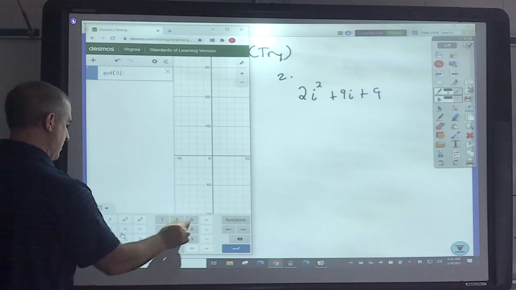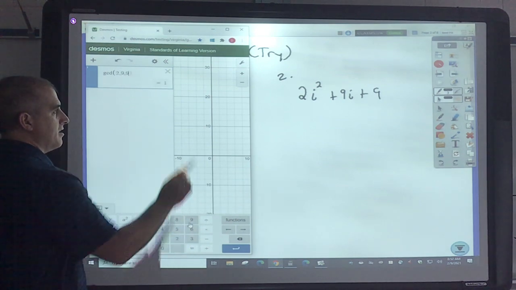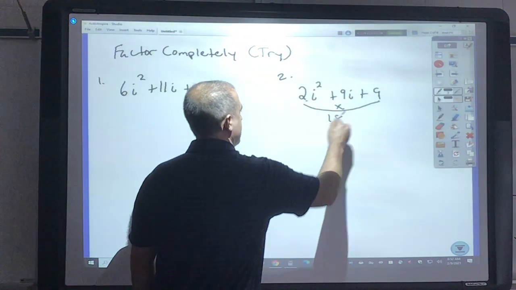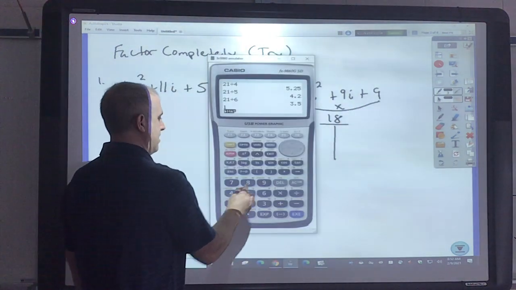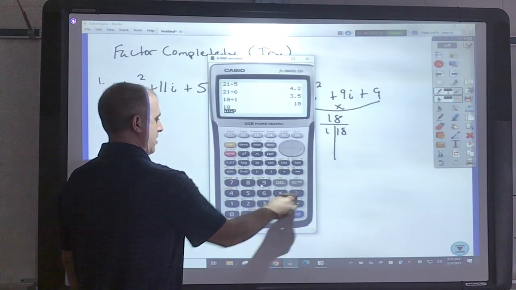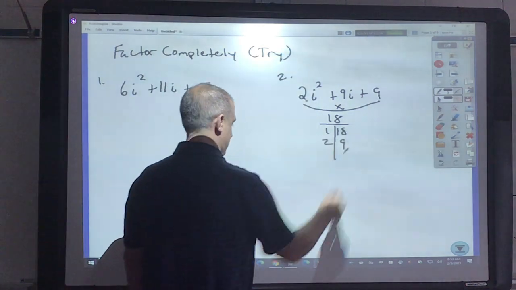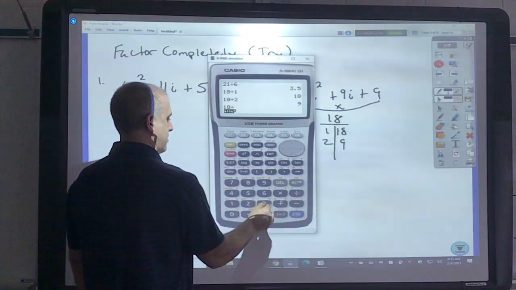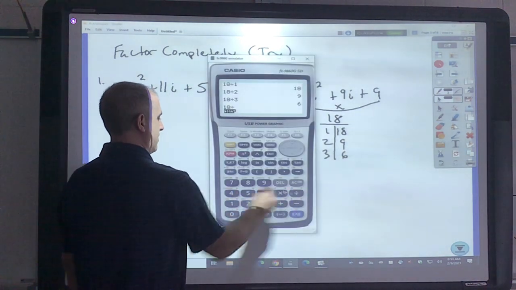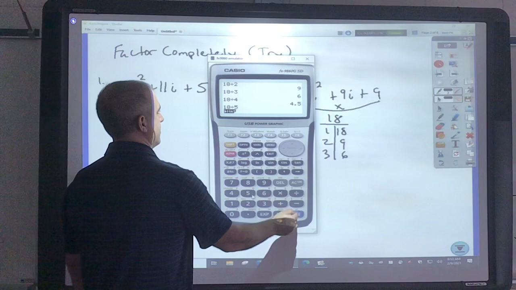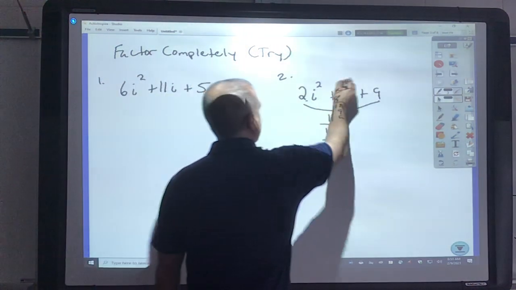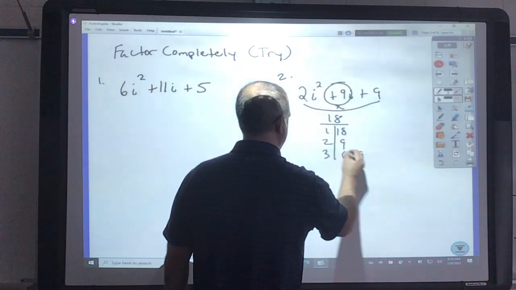Okay, 2, 9, and 9. The GCF is 1. They don't have a variable. 2 times 9 would be 18. Let's go through the factors of 18. 1 and 18. 2 and 9. Divide by 3, 3 and 6, so you can see there's not many between it. All I gotta do is go 4 and 5. Now I am looking for the set that adds up to my middle, which in this case would be this set. This would add up to 9.